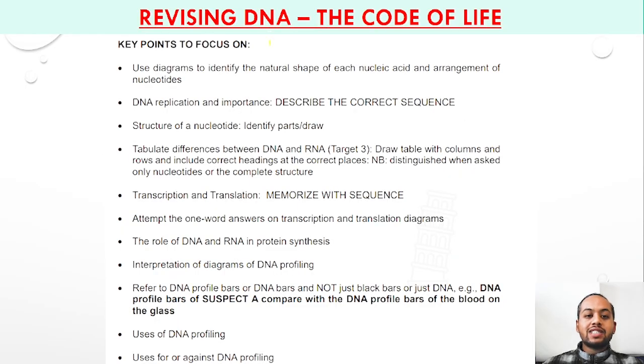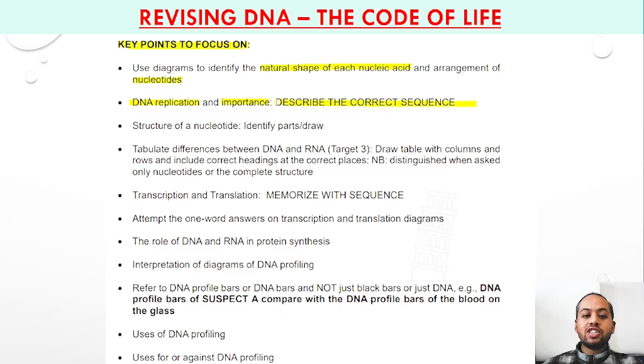When you are revising for the topic of DNA, the code of life, please ensure that you focus on the following important concepts in the topic. Firstly, using diagrams to identify the natural shape of each nucleic acid and arrangement of the nucleotides. Remember, there were different types of nucleic acids studied, namely DNA, mRNA, tRNA. Those were the different types of nucleic acids that we studied, especially when we look at the process of protein synthesis. You need to be able to describe DNA replication and know the importance of it.